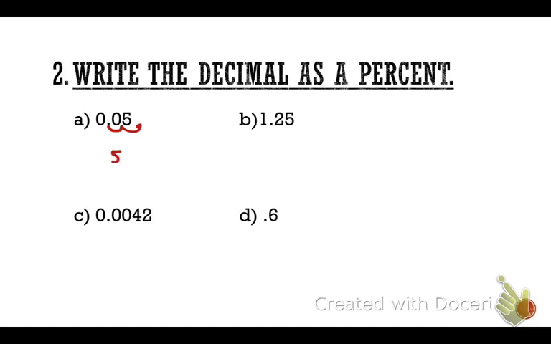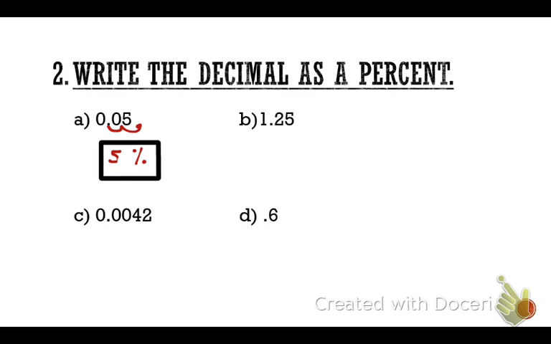So if it would be 5%, do you think that I need to keep that 5 point there? Nope. What can I do with that decimal point? Cross it out. Get rid of it. Okay, so that just means 5%. Okay, let's go on to the next one.